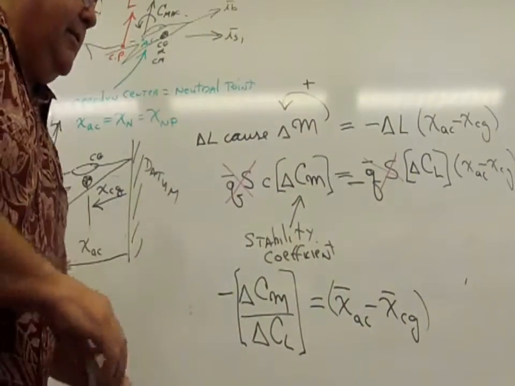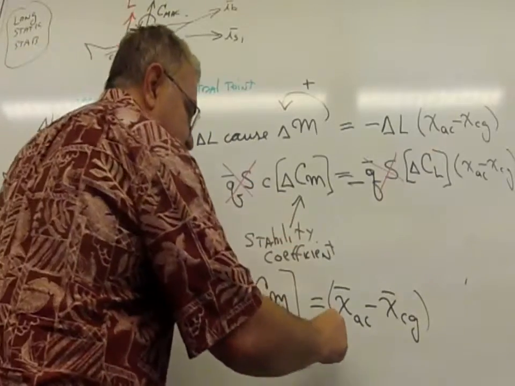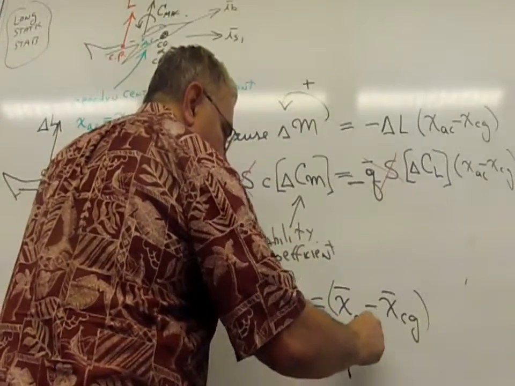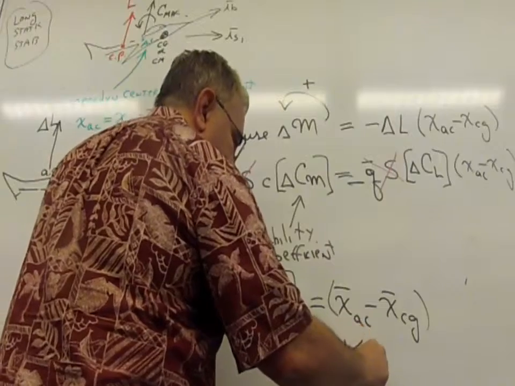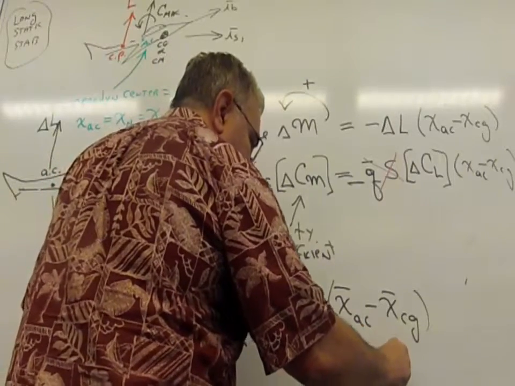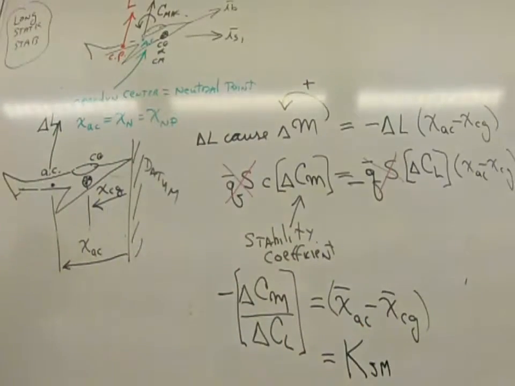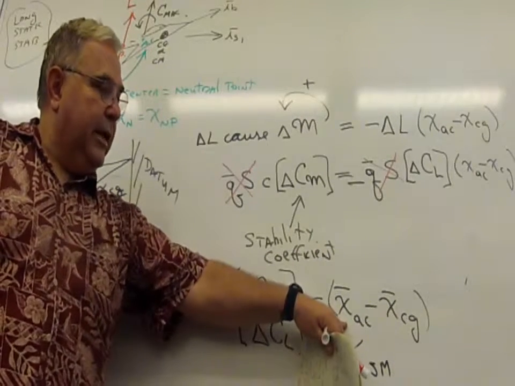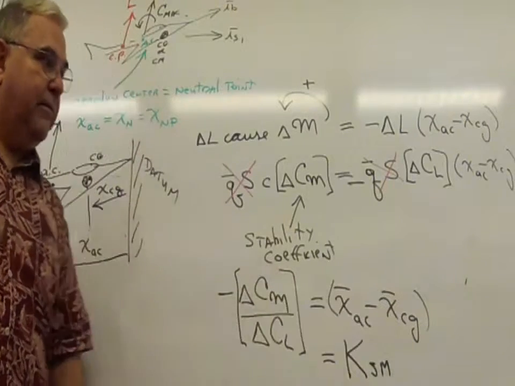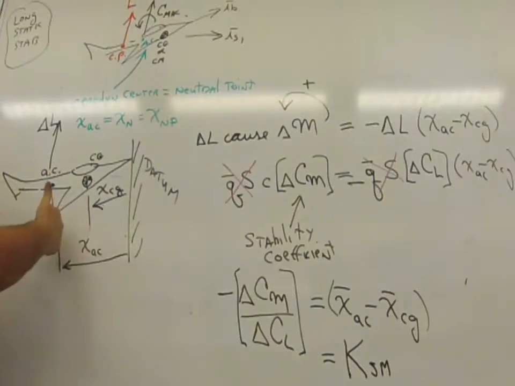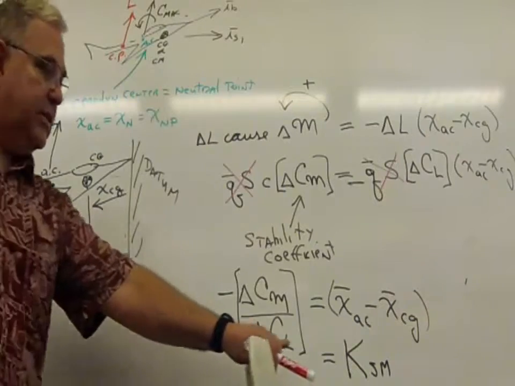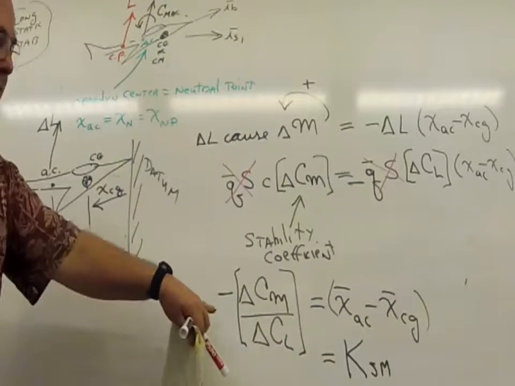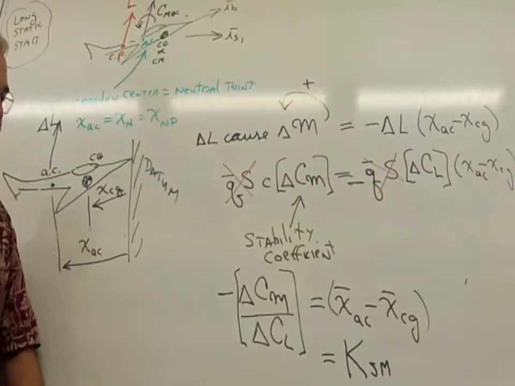What's the bottom line? What's really important? This is equal to what we call the static margin, KSM. We're going to be talking about it all week. KSM is the static margin. It's positive when the aerodynamic center is behind the center of gravity. When the aerodynamic center is behind the center of gravity, I have a positive KSM, and I have a negative delta Cm over delta CL.